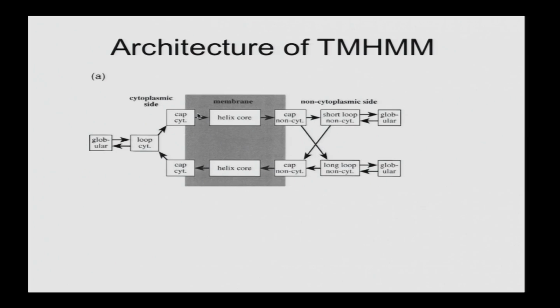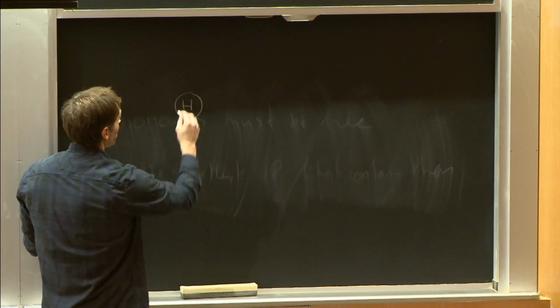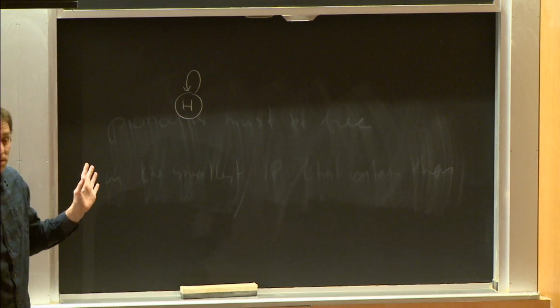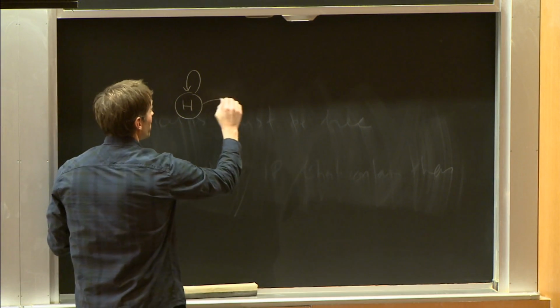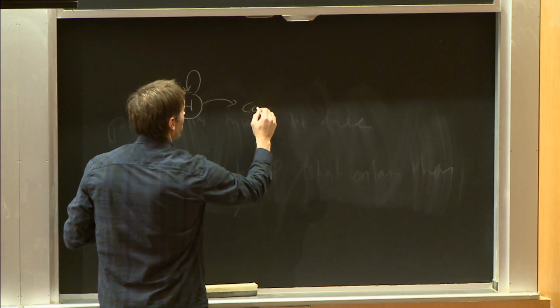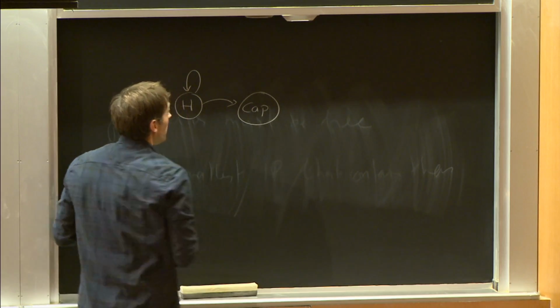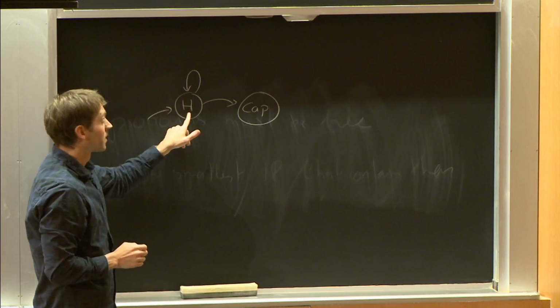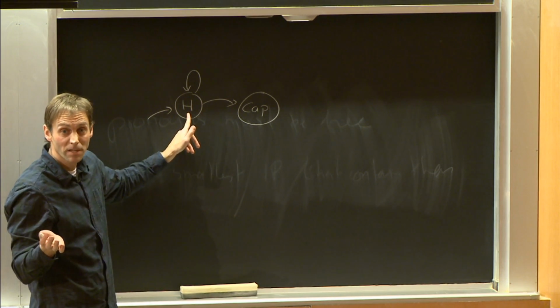Now, one of the things we talked about with HMMs is, let's think about the helix core. The simplest model you might think of would be to have a helix state, and then to allow that state to recur to itself. Then you would have some transition to some sort of cap state after. This would allow you to model helices of any length, right?